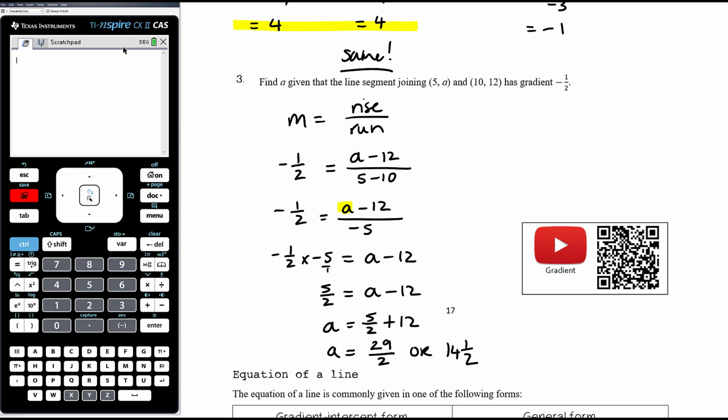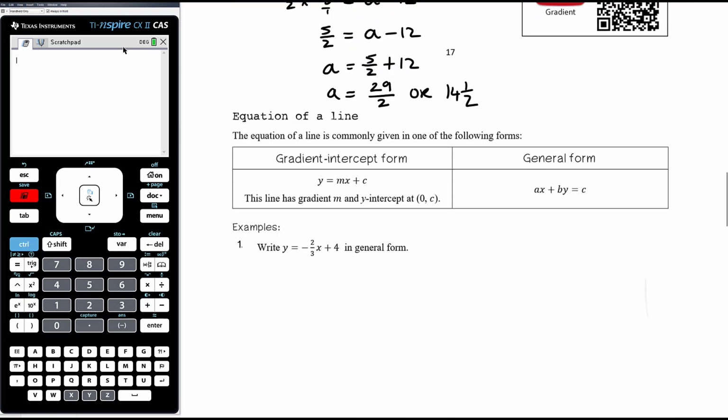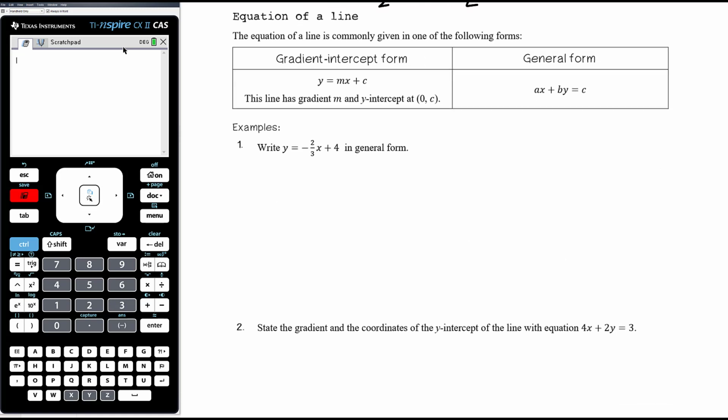Okay, second part of this video we want to look at the equation of a line. There's a couple of different ways we can be given the equation of a line, and these are the two most common. Gradient-intercept form, which I find students become overly obsessive about and tend to always convert to gradient-intercept form even when it's not necessary or not helpful. So please try and grow some flexibility here about what the equation of a line might look like.